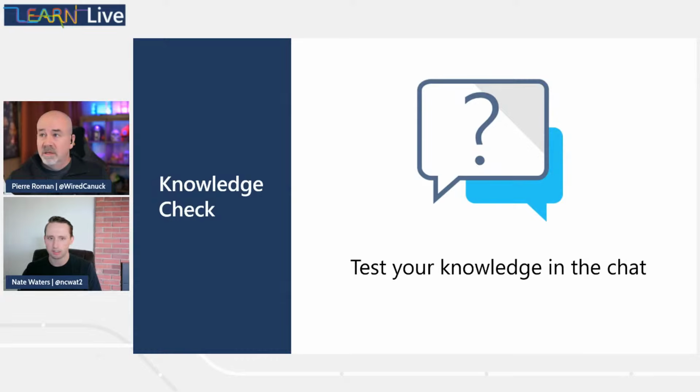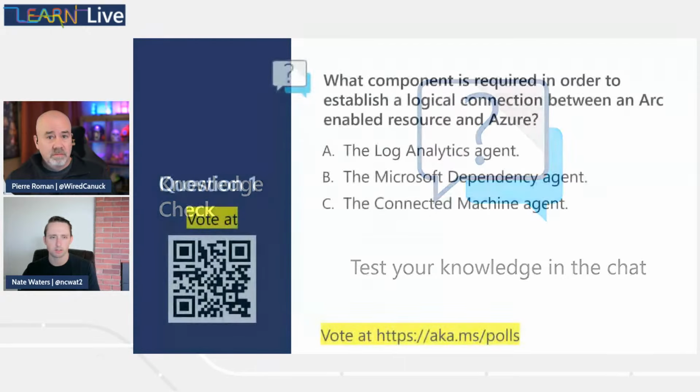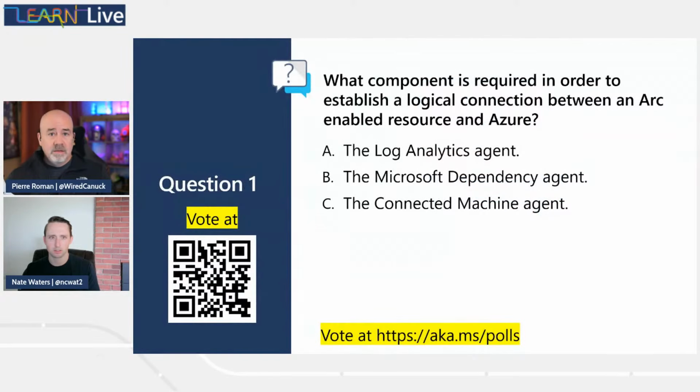Let's do it. Okay, and I believe Laurent's got a link for a poll that you can actually answer the questions as well. If he finds it, he'll put it at the bottom. But let's go to our first question. What is the component that is required in order to establish a logical connection between Azure Arc-enabled resources and Azure?